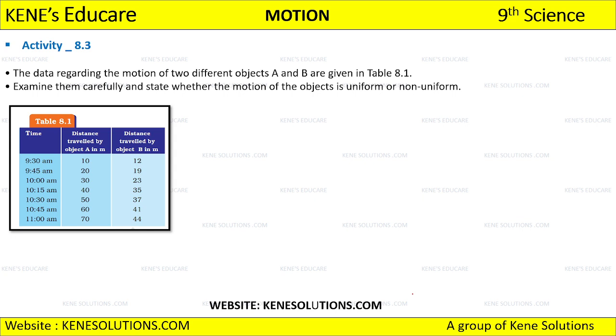What we need to do is examine them carefully and state whether the motion of the object is uniform or non-uniform. I want you all to do this first and then I'll help you with it. But first you need to try and let me know whether they are in uniform motion or non-uniform motion. But you all have to be quick with it.